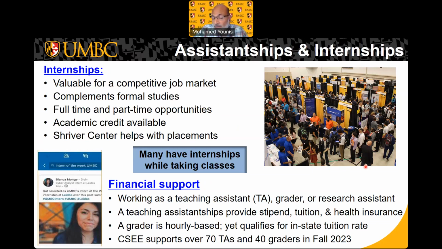Financial support: we are proud also of the number of assistantships we offer. This fall, we have over 70 TAs supported by the department, and over 40 graders. Those graders are considered to be hourly based, but for TAs, it covers stipend, tuition and health. So graders are not covered for that. However, when students get this hourly position, they earn money, but at the same time, they will be treated as in-state residents in terms of tuition payments, which is a major saving in expenditure, particularly when it comes to the tuition bill.